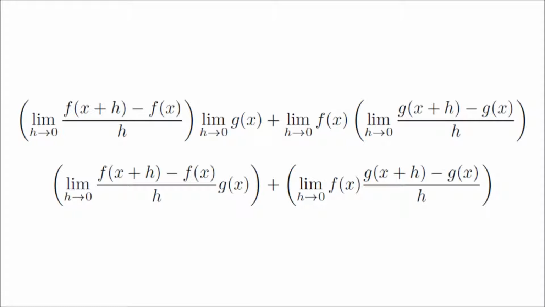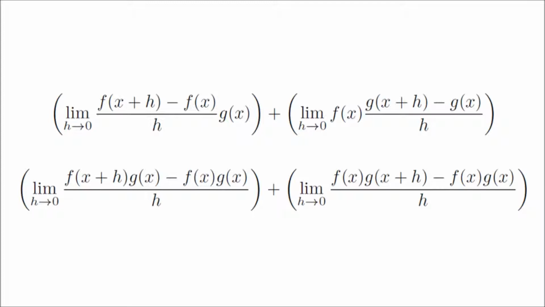Now the product law of limits tells us that if the same limiting variable is approaching the same limit, the product of two limits is the limit of the product. So we can combine the limit as h approaches 0 of f of x plus h minus f of x over h and the limit as h approaches 0 of g of x into the limit as h approaches 0 of f of x plus h minus f of x over h times g of x, and likewise for the right term, giving us the expression on the bottom.